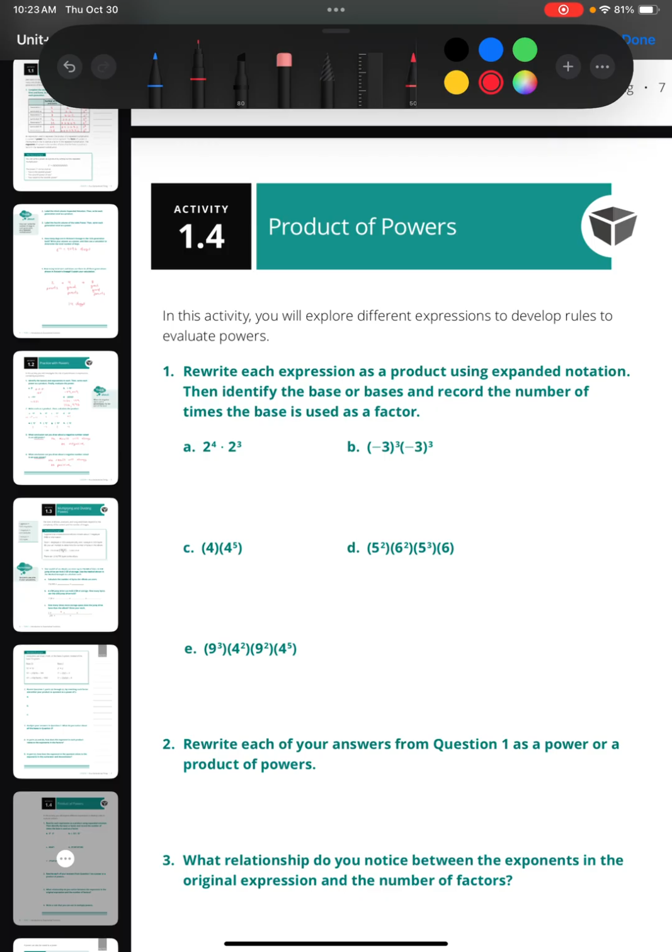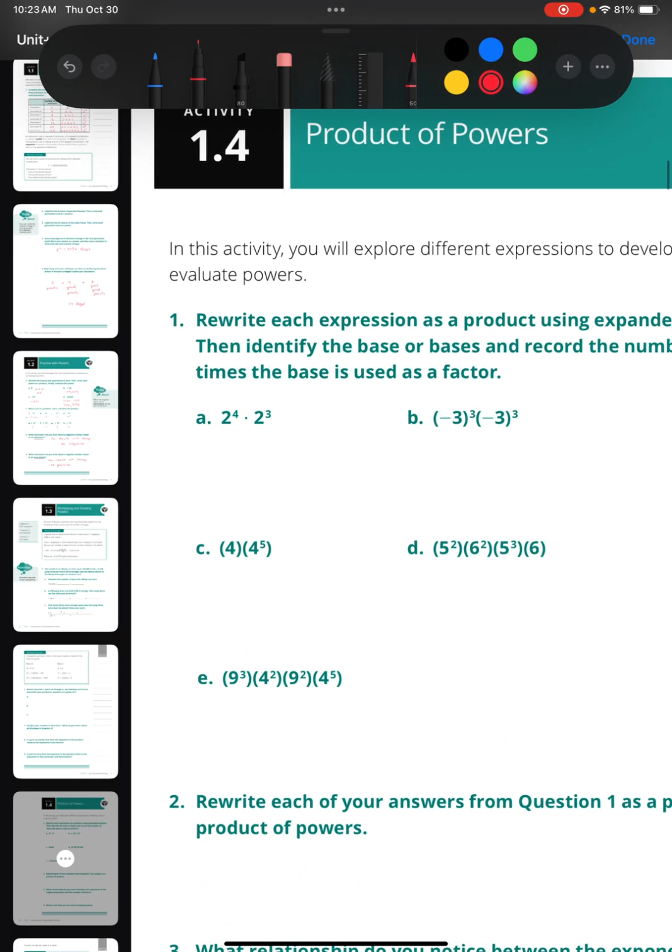So in other words, if we look at A, 2 to the 4th times 2 to the 3rd, we could say that's 4 2s times 3 2s. So if we count up the number of 2s there, that is 2 to the 7th. Okay, for the next one, same idea. It's 3 negative 3s times 3 more negative 3s. If we count those up, we get 6. So negative 3 to the 6th. And it was in parentheses, so we're keeping it in parentheses.